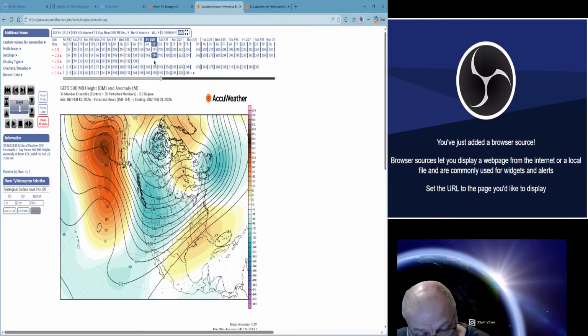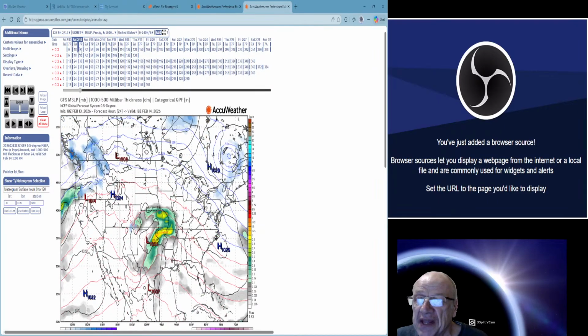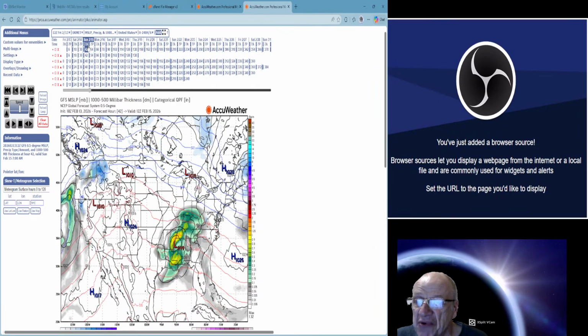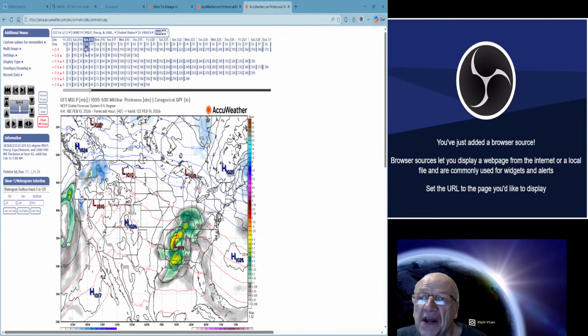Low pressure will be affecting the southern states, and we'll look at that right here. This is our system here. This will be bringing heavy rain across this area here, maybe possible flooding. A couple of inches of rain here.